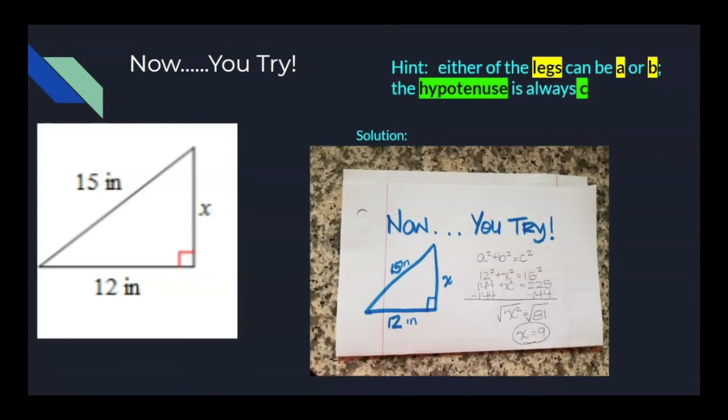I plugged in 12 for A. Remember, 12 could be either A or B. It is one of the legs, so it can be A or B. But 15 has to be C because it is the hypotenuse.